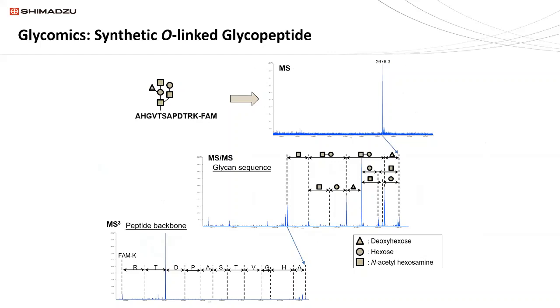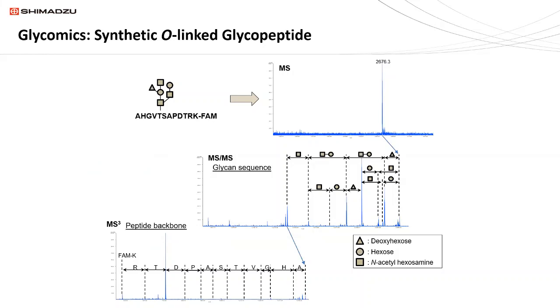Moving on to glycomics, changing gears, we have a basic example here of a glycopeptide with an O-linked oligosaccharide. We start out with our MS first, and we can see the intact mass. Then we fragment it in the MS/MS, and we can begin to see the individual sugars that make up the oligosaccharide. The triangle represents deoxyhexose, the circle represents hexose, and the square represents N-acetylhexosamine.